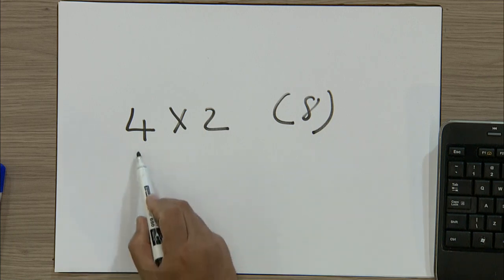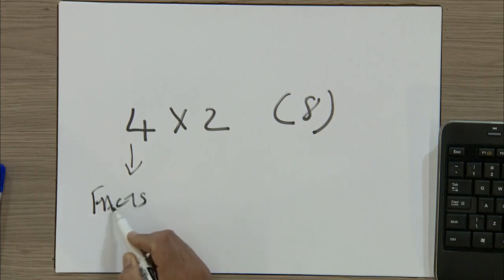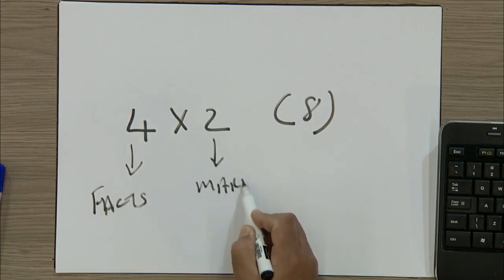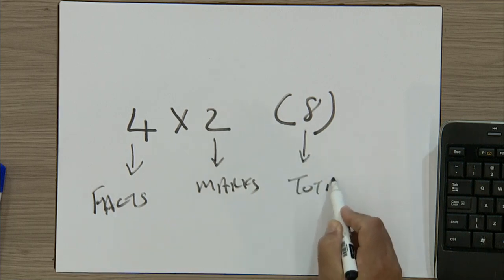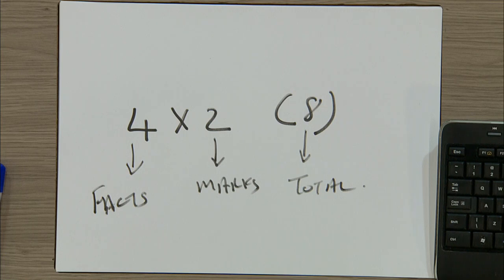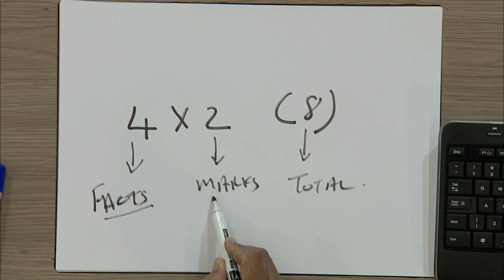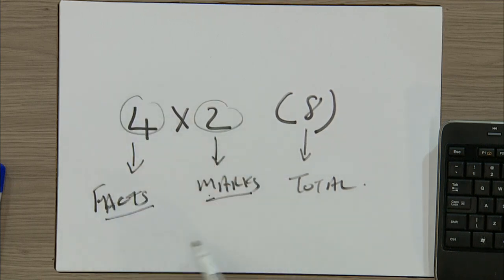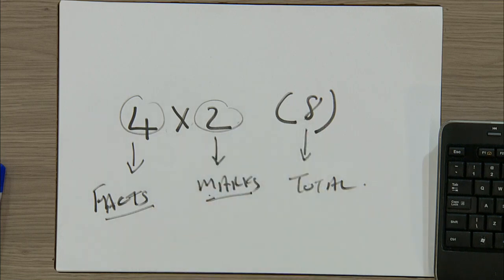And what does it mean? This means that you are required to give 4 facts, 2 marks per fact. And then the 8 there is your total marks for the question. So 4 facts, 2 marks per fact, and 4 times 2 gives me a total of 8 marks for the question.